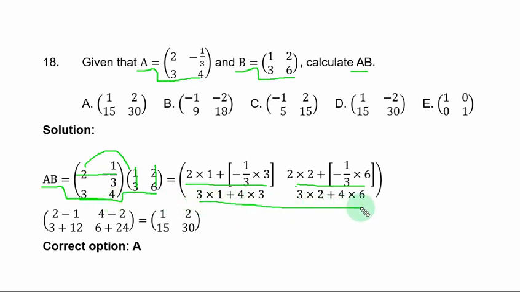If you evaluate here, 2 times 1 is 2, then plus minus 1 over 3 times 3 is minus 3 over 3, and that is 1. So you have minus 1. If you evaluate this, you have this result. If you evaluate the second row, you have this result. If you subtract and add, you have the matrix with the entries 1, 2, first row, second row, 15, 30. The correct option is A.